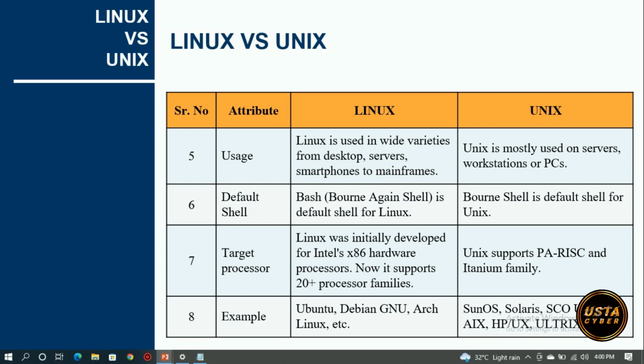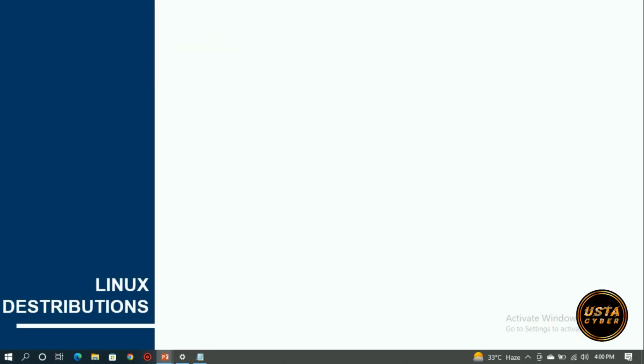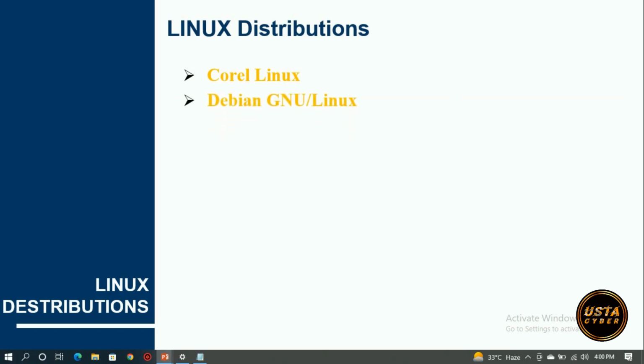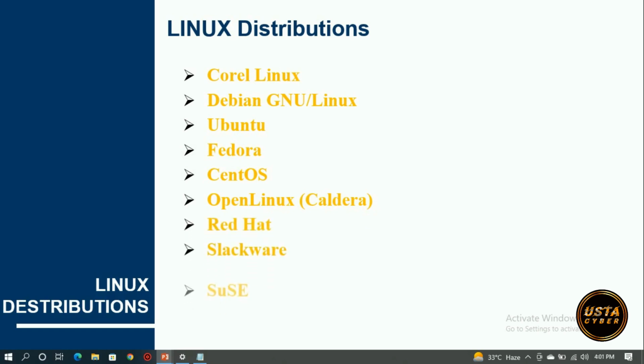Linux was initially developed for Intel's x86 hardware processors. Now it supports 20-plus processor families, and Unix supports the PA-RISC and Itanium families. Ubuntu, Debian GNU, and Arch Linux are examples of Linux, and SunOS, Solaris, SCO Unix, AIX, and HP-UX are some examples of Unix operating systems. Linux distributions. Let's discuss some of the most frequently used Linux flavors, mainly including Corel Linux, Debian GNU/Linux, Ubuntu, Fedora, CentOS, OpenLinux, Caldera, Red Hat, Slackware, and Turbo Linux.